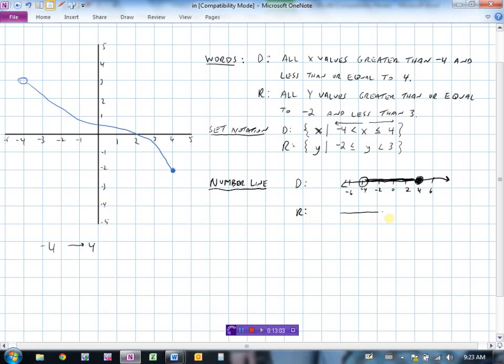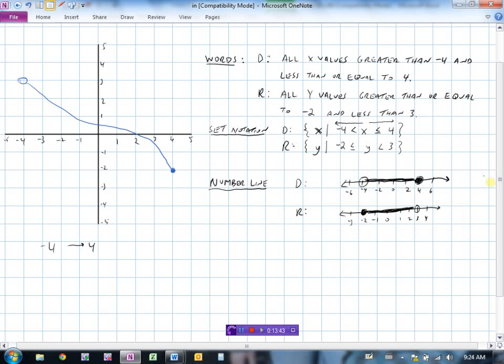And on the range, we would do the same thing. This time, because I've got some odd numbers, I'm just going to go up by 1. And the y values go from -2, including -2, so I'm going to fill in that circle. And they go all the way up to 3, but not including 3, so an open circle. And shade in between. And so the number line could also be used to find the domain and range of a function.